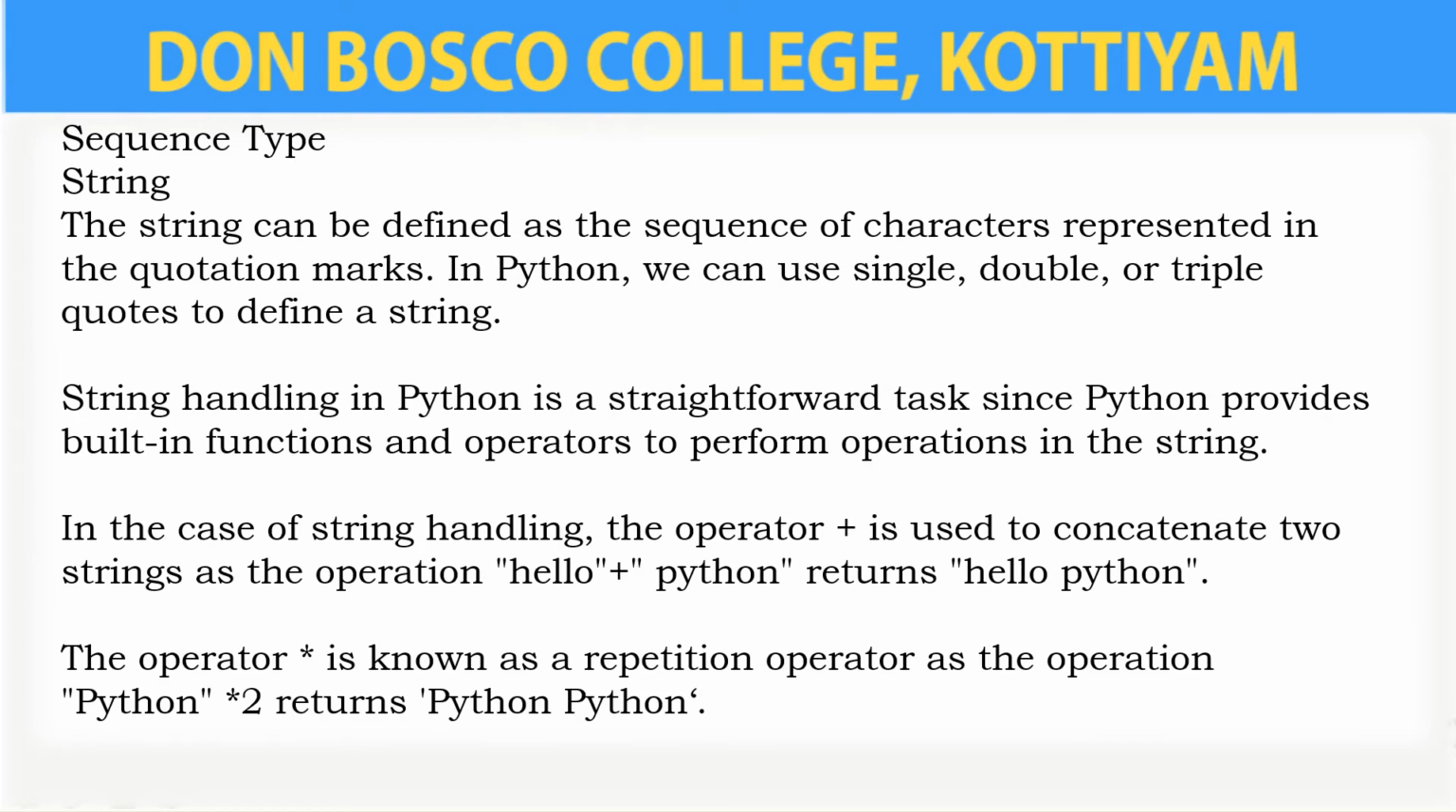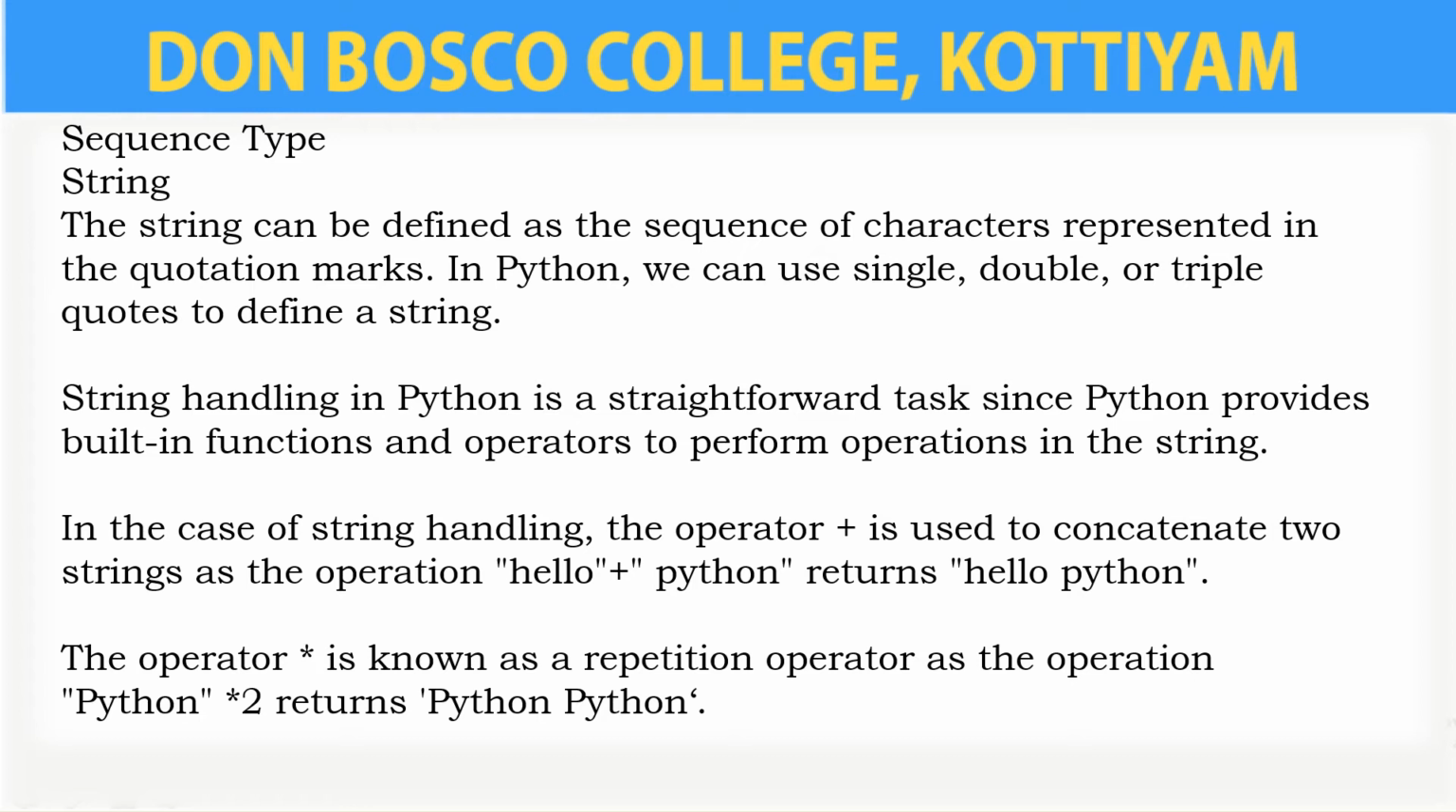The next data type is the sequence type. In Python, a sequence is an ordered collection of similar or different data types. Sequences allow us to store multiple values in an organized and efficient manner. There are several sequence types in Python. We have already seen the different sequence types in Python: string, list, and tuple. So first we will check the string data type.